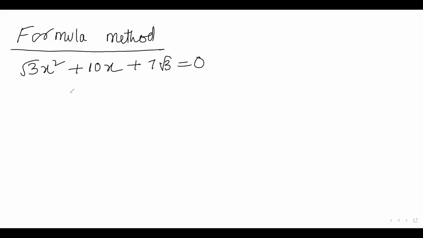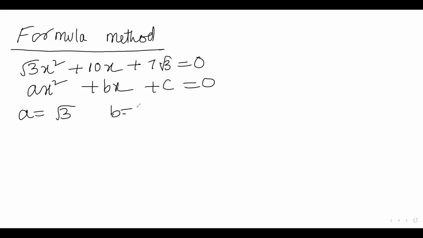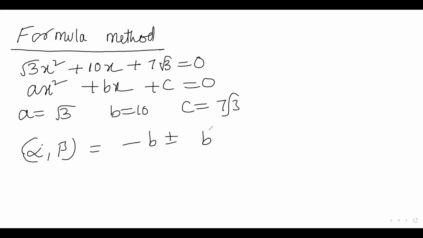Now solve this quadratic equation using formula method. Write down the standard form of quadratic equation: ax square plus bx plus c is equal to 0. What are the a, b, c values? a is equal to √3, b is equal to 10, c is equal to 7√3. The formula to find the roots is alpha, beta is equal to minus b plus or minus square root of b square minus 4ac, by 2a.